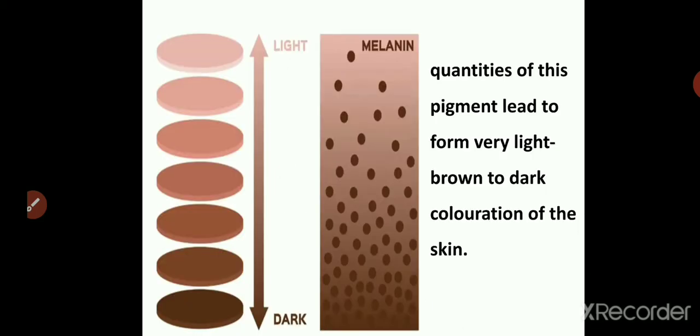Now this diagram here shows you how the pigmentation gives the color to the skin. See the diagram. The dots inside show you the concentration of melanin. As the melanin increases, the complexion of the person goes on becoming darker and darker, and with a lesser quantity of pigment, the person becomes fair.